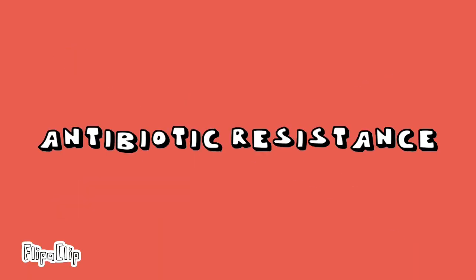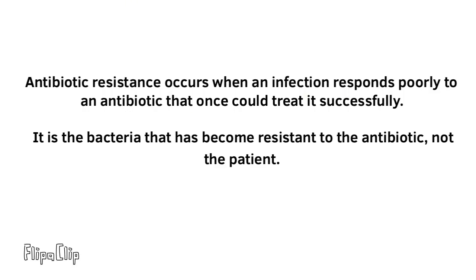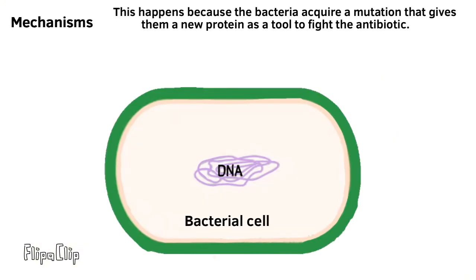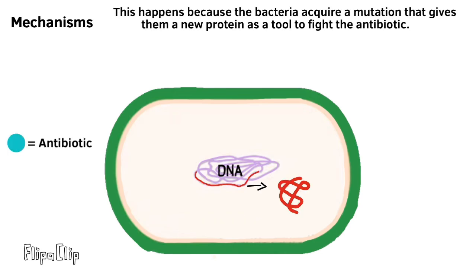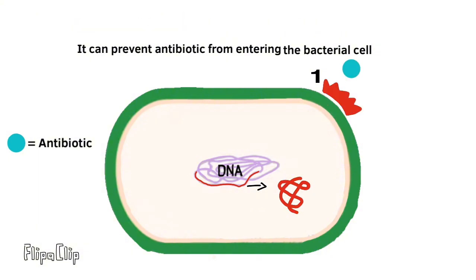Antibiotic resistance. Antibiotic resistance occurs when an infection responds poorly to an antibiotic that once could treat it successfully. It is the bacteria that has become resistant to the antibiotic, not the patient. Mechanisms. This happens because the bacteria acquire a mutation that gives them a new protein as a tool to fight the antibiotic. Some of these different mechanisms are: it can prevent the antibiotic from entering the bacterial cell.